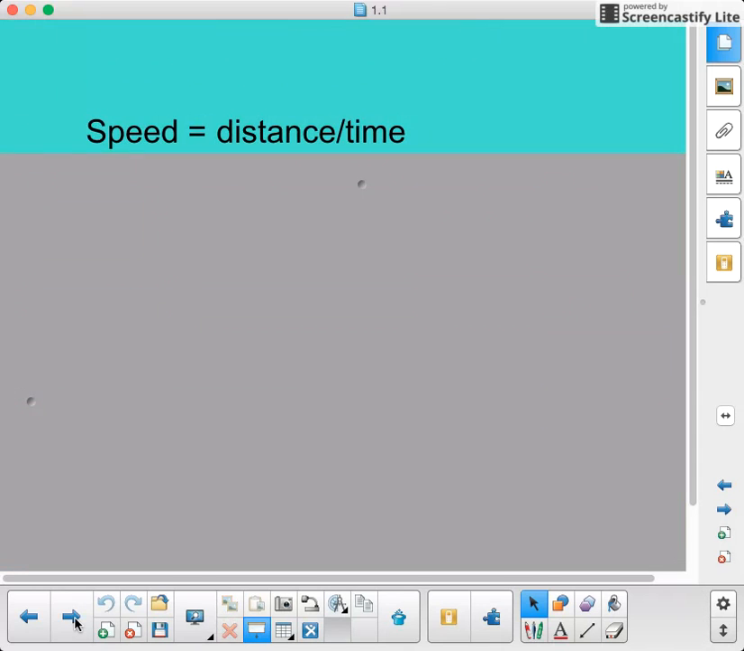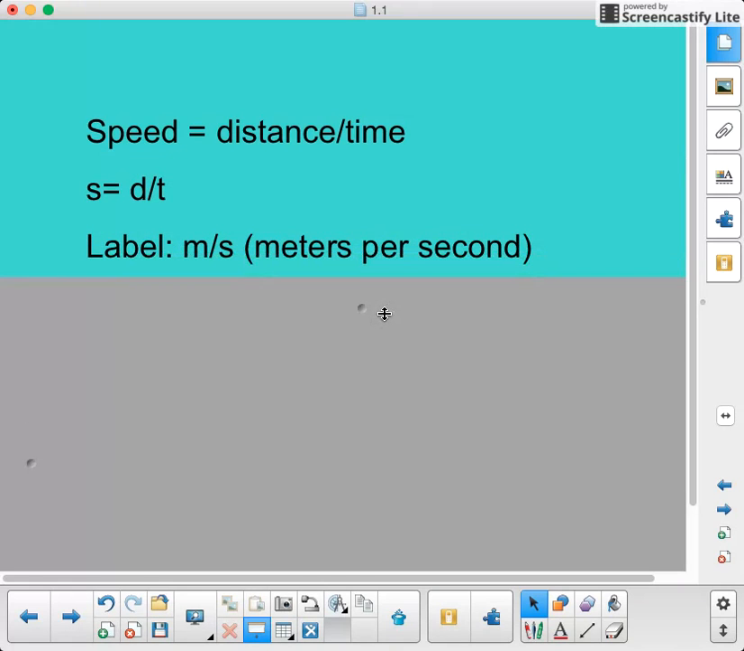The formula to solve for speed is speed equals distance divided by time. So we can shorten that to S equals D over T. And the SI unit for speed is meters per second, which is written m/s. Speed can also be measured in things like miles per hour or kilometers per hour.